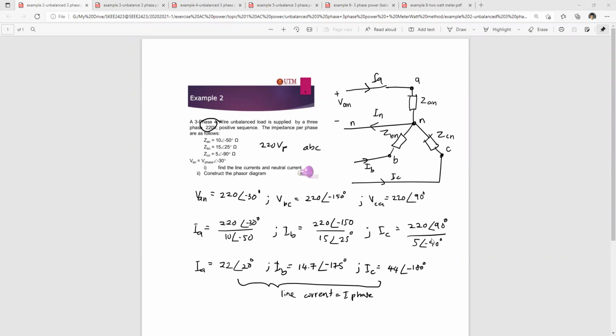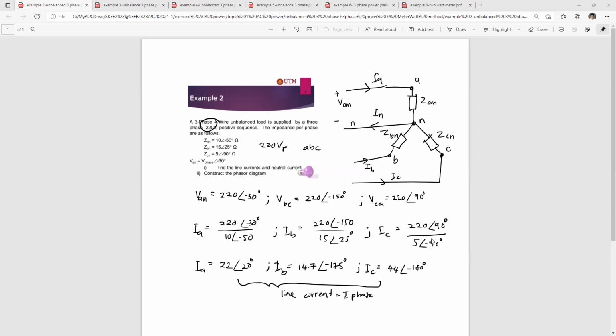So we continue with this video for the discussion on the examples for the unbalanced three-phase system, and then the three-phase power calculation, and also the two-wattmeter method for reading the three-phase system. So we begin with example 2 from our slide.